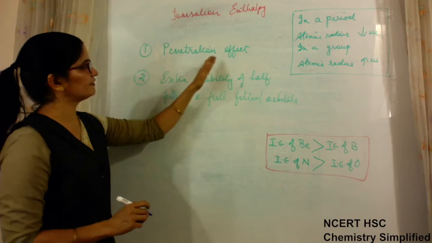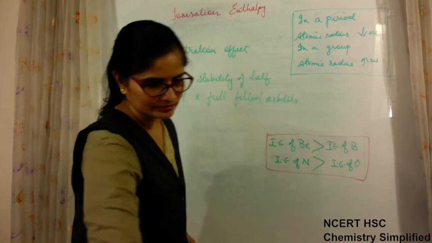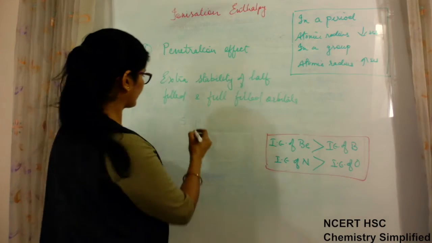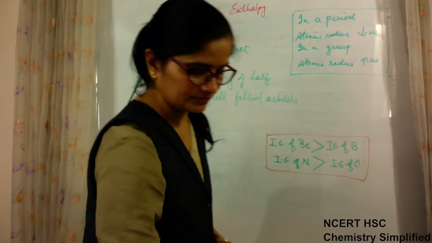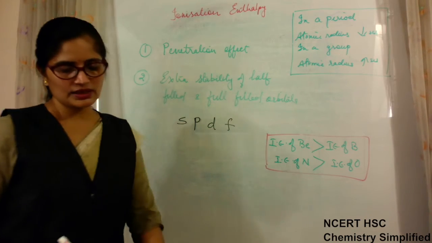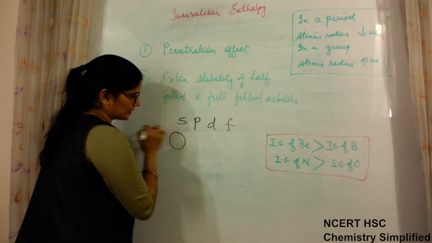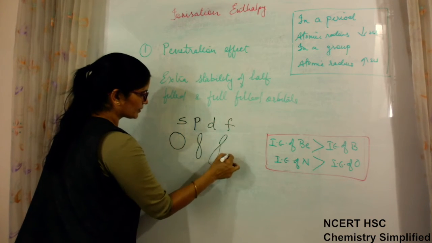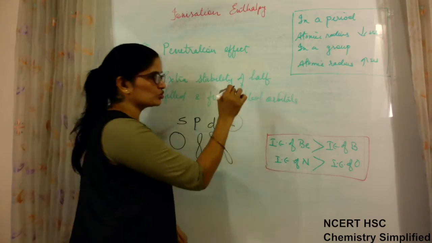Now what is penetration effect? Penetration effect is something that we know when we talk about s, p, d and f. These are the names of your subshells. The shape of s we had discussed, it is spherical. The shape of p we had discussed, it is dumbbell shape. The shape of d is double dumbbell, and f is not defined, it has a diffuse shape.